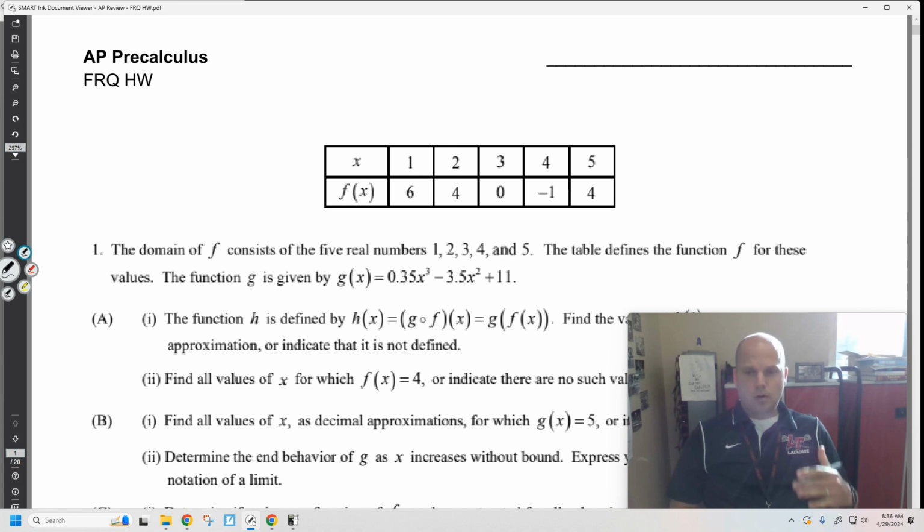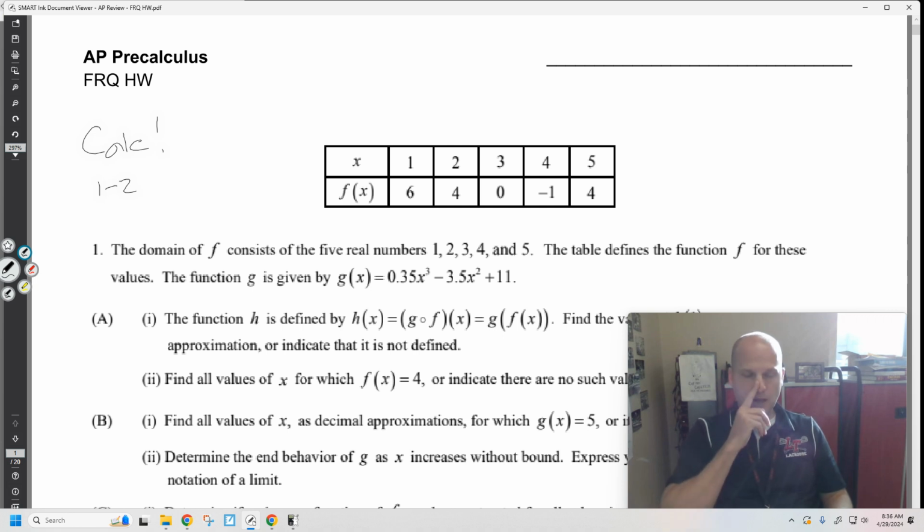Just so you know, free response will always look the same every single time. Question number 1 and 2 are always going to be calculator questions. 3 and 4 will be no calculator. And let's jump into 1.